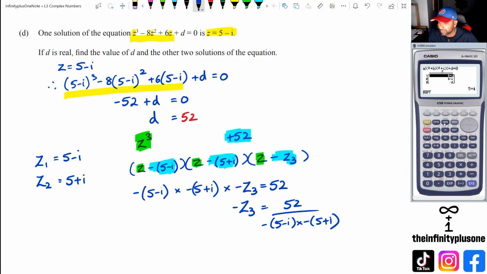And let's actually work this out. So we're going to go back into our normal mode, and we're going to go 52 divided by, and in brackets, I'm going to have negative times z, which I already have, which is 5 minus i, multiplied by negative, this time I'm going to have the conjugate of z, so I'm going to have to do that manually, 5 plus i. Shift i, there we go. And when I do this, I actually get 2. What I'm getting is negative Z3 is equal to 2, which means the third root is actually going to be negative 2. And this is me showing the working, just to cover my bases.